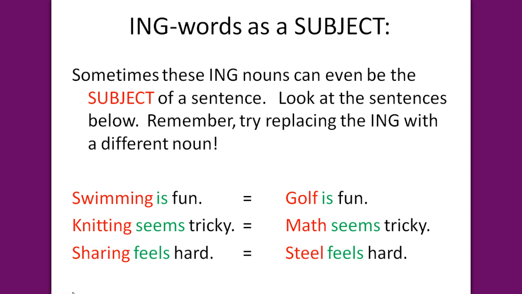Knitting seems tricky. Math seems tricky. Math is clearly not a verb, so knitting is clearly not a verb. Knitting is what seems tricky. Therefore, it is doing the verb, and it is the subject of your sentence.